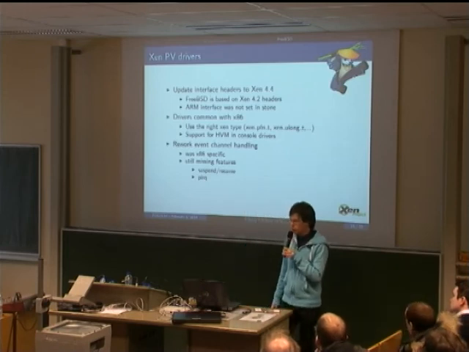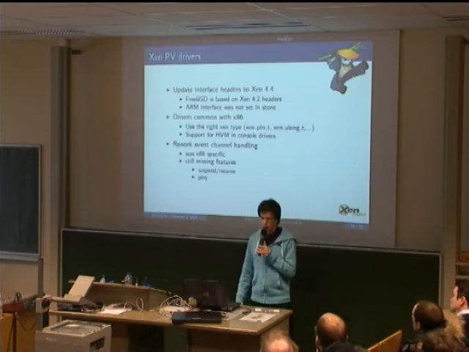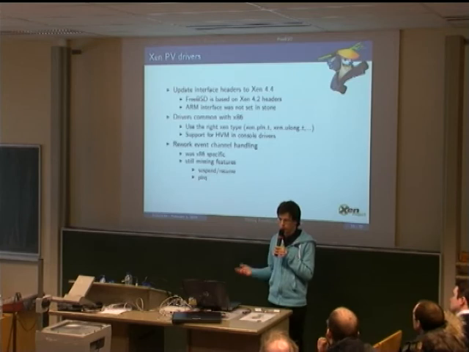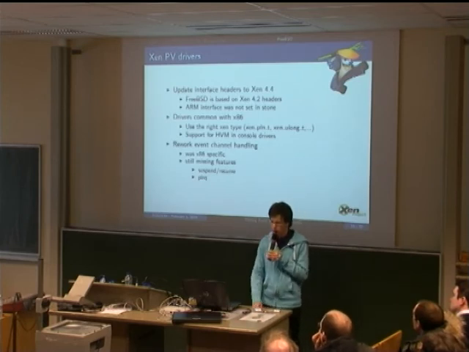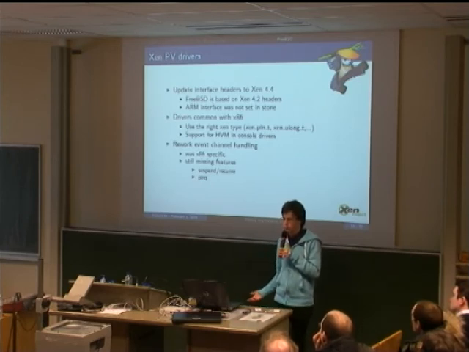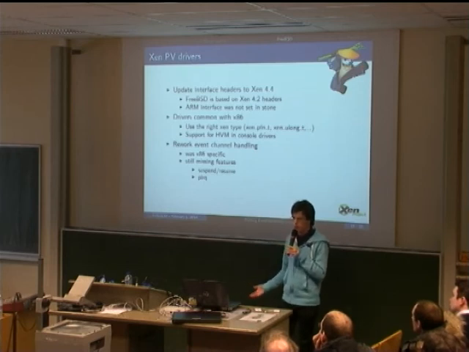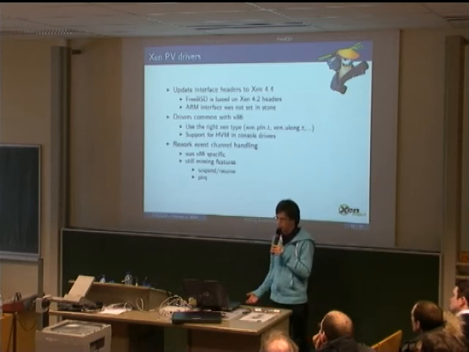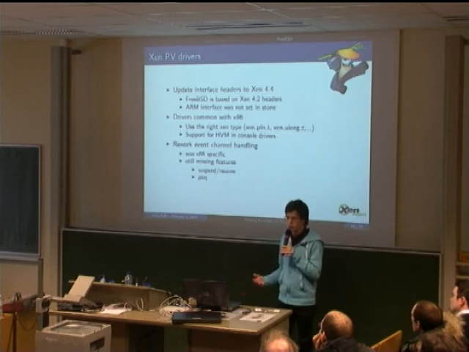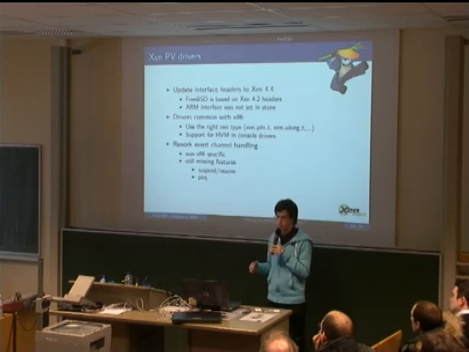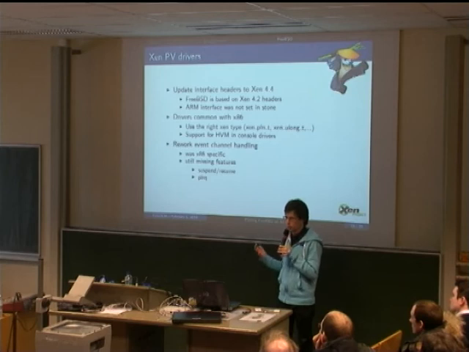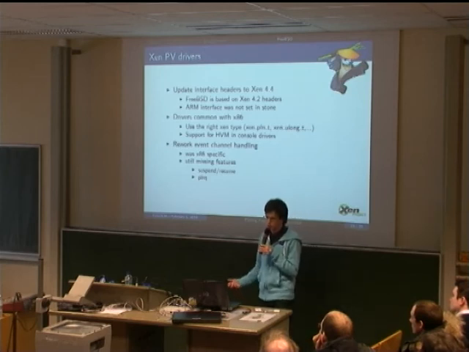For the PV drivers, PV drivers were already made for x86 on FreeBSD. So that means that there was not much modification. The main modification is that FreeBSD was based on 4.2 headers. Xen on ARM was just at the beginning, so the interface was not set in stone. We've made important changes on the interface between the two headers.